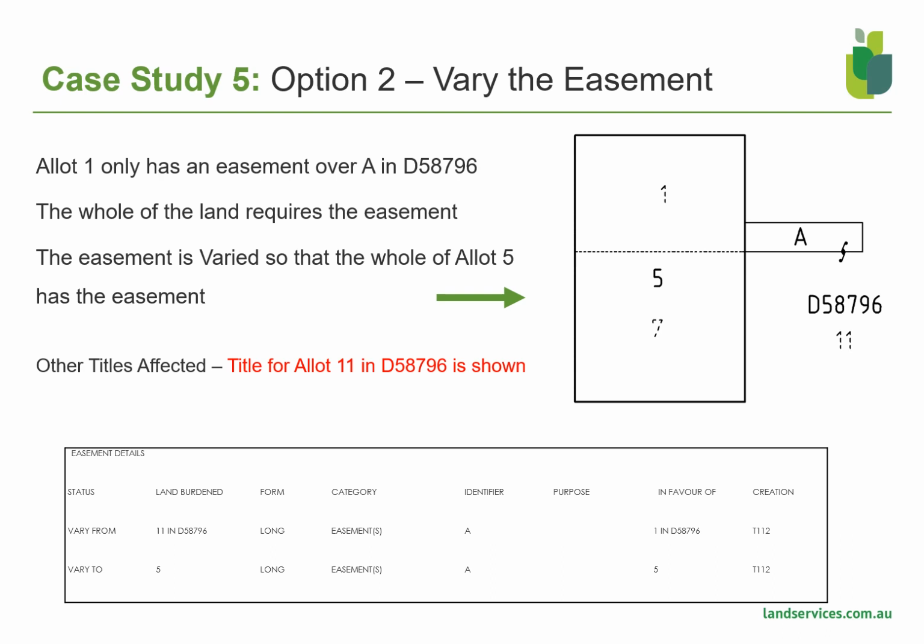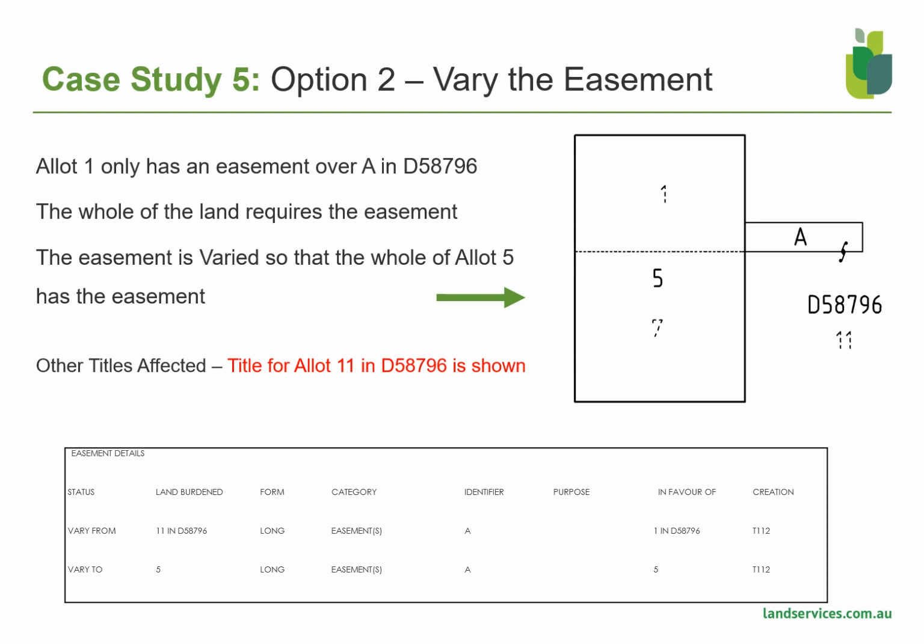In this example, where the land is being amalgamated, the whole of the land requires easement A. The easement will be varied so that the whole of allotment 5 will have an easement over A. The title for allotment 11 in deposited plan 58796 must be shown in the other titles affected panel, as the owner of allotment 11 in deposited plan 58796 must consent to the dominant land increasing in size.